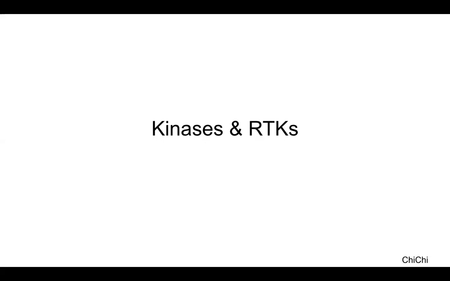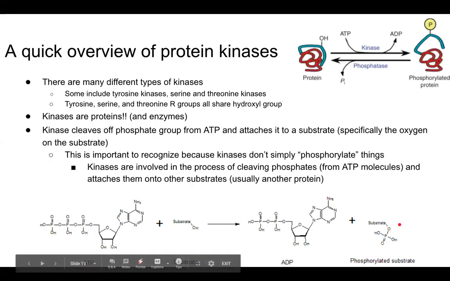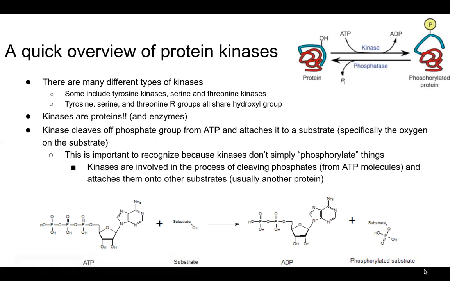Now we're going to be talking about kinases and RTKs. So let's do a quick overview of protein kinases. There's a lot of kinases. Some we already talked about, like tyrosine kinases, and then there's obviously serine and threonine. These are elements that you would see in a polypeptide. Tyrosine, serine, and threonine all share hydroxyl groups.